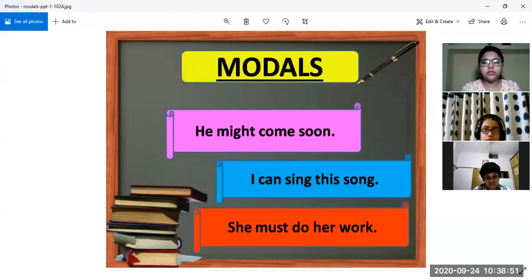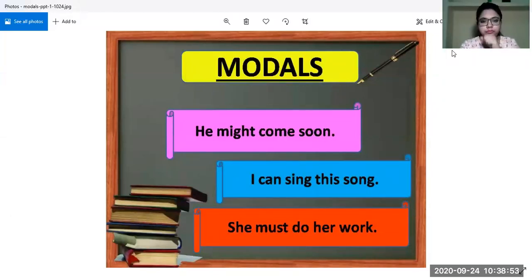And today we are going to learn modals, which is given as chapter number 11 on page number 82 in your grammar books. So turn to chapter number 11 and let us start with the modals. So what we are going to study today is modals.